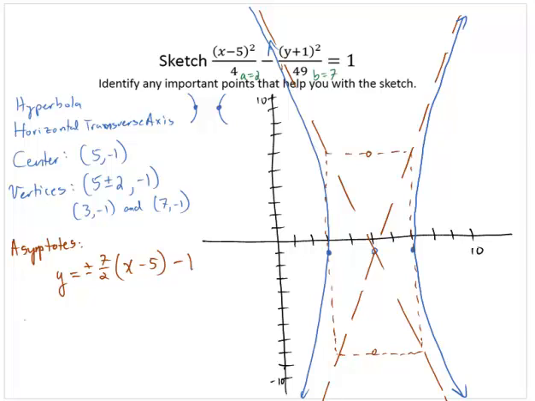Let's find the foci. Well, to find the foci, we have to first identify that c value. So recall that for a hyperbola, c squared is defined as a squared plus b squared. And so in this case, that would be equal to 4 plus 49. And so c squared is 53, which implies that c is the square root of 53. And let's see, the square root of 53 is a little bit more than 7.